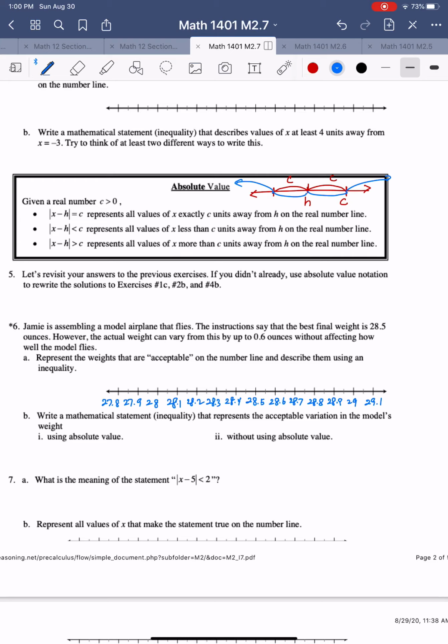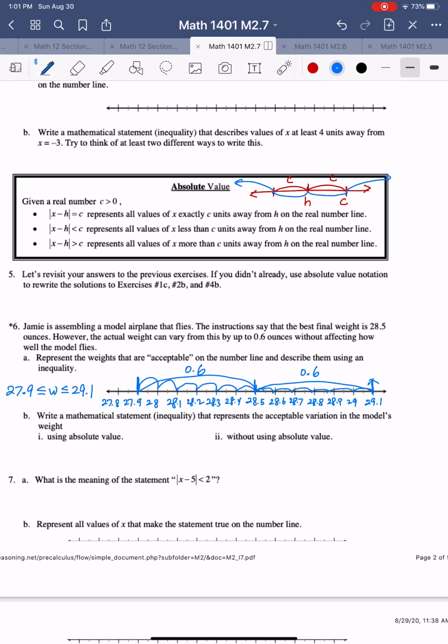Okay, so the final instruction means it's best to have 28.5, but you actually have flexibility of 0.6 ounces more or less. So if you go 0.1, 2, 3, 4, 5, and 6, it's up to here, and then 1, 2, 3, 4, 5, and 6 in here. So up to here is 0.6 ounces more, and up to here is 0.6 ounces less, up to 27.9. So I want to say the weight could be from 27.9 up to 29.1.